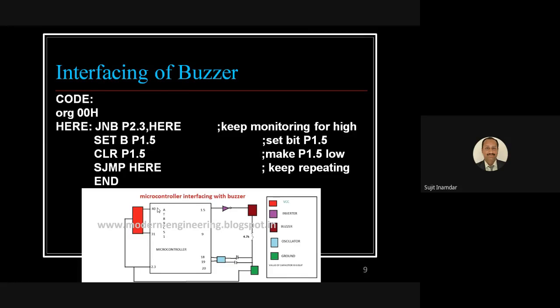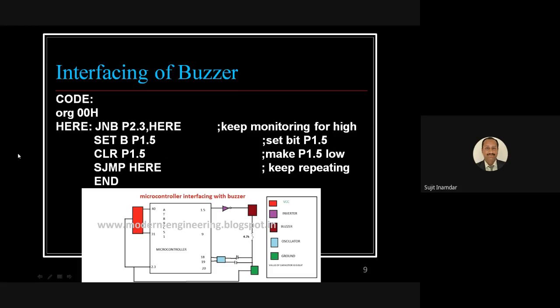Got it? So once it will get the value 1, it will come to the next instruction. So what is this next instruction? Set B P1.5 म्हणजे हे, this is going to be set. सेट म्हणजे 1. 1 म्हणजे ह्याला इंडिकेशन मिळणार आहे बझरला, and buzzer will start sounding. So this is what has been written over here, that is set bit P1.5.